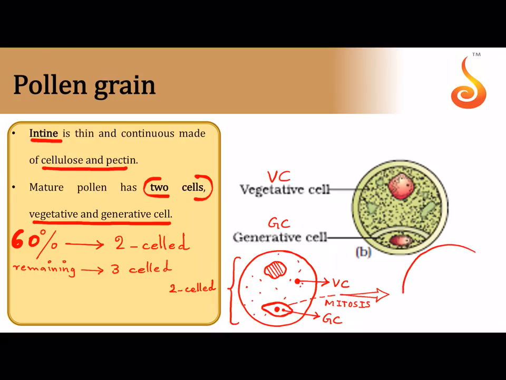The generative cell will undergo mitosis. Now see how the structure of the pollen grain changes. The vegetative cell is as it is. It has an irregular nucleus, and this is the cytoplasm of the vegetative cell.